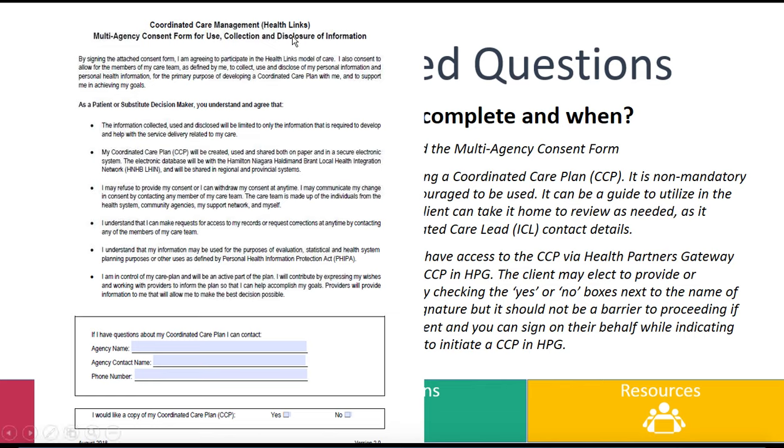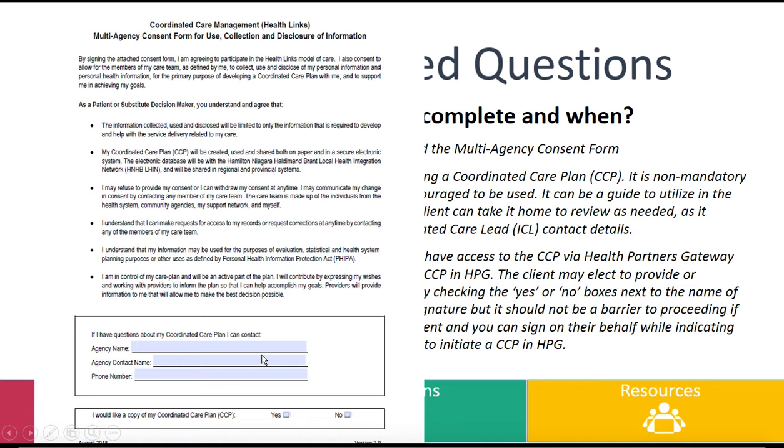At the top here, you can see where it reads Coordinated Care Management Health Links, Multi-Agency Consent Form for Use, Collection, and Disclosure of Information. So this is the one with the 6 bullet points in the middle, and then it has the 2 boxes at the very bottom of the page.